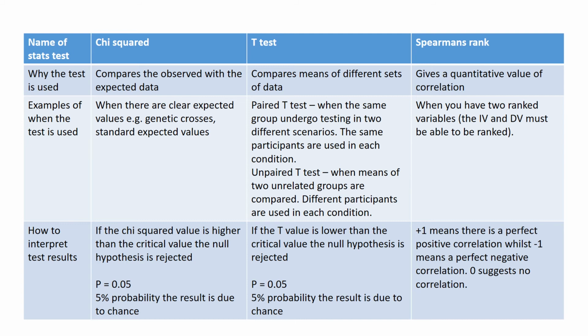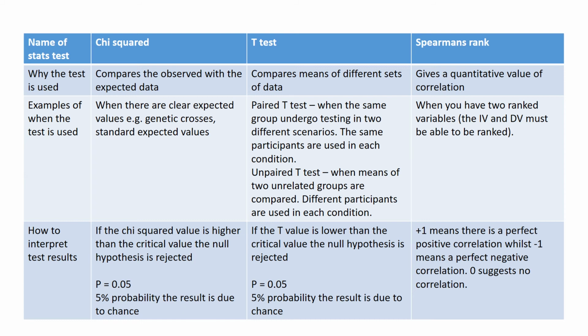But the third and final stats test that I'm going to go through, so you don't necessarily need to use one of these three. You can use a different stats test. I'm just going through popular ones. So Spearman's rank gives a quantitative value of correlation. So if you're looking for a correlation in your IA, then Spearman's rank might be the stats test for you. You use it when you have two ranked variables. So obviously you must be able to rank the independent and dependent variable.